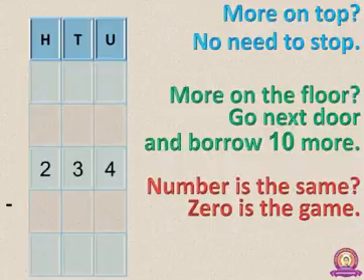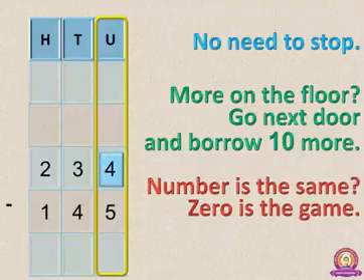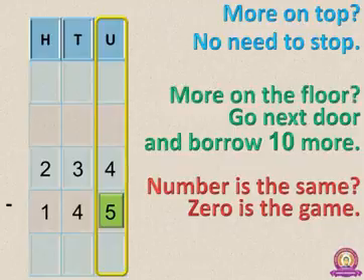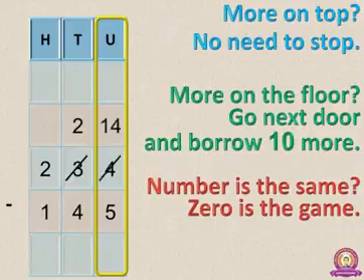234 minus 145. Once again, let's start by subtracting the numbers in the units column. 4 minus 5. Do we have more on top? No. Do we have more on the floor? Yes. 5 is more than 4. Let us borrow 110 from 3 tens. Strike 3 and write 2. 110 plus 4 units is equal to 14 units. Strike 4 and write 14.